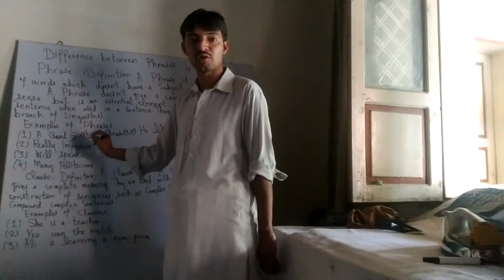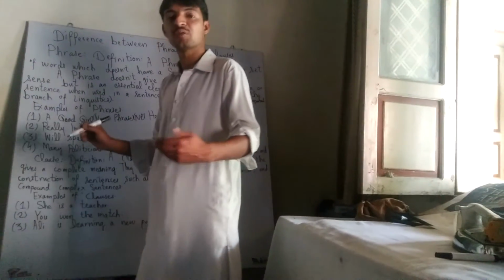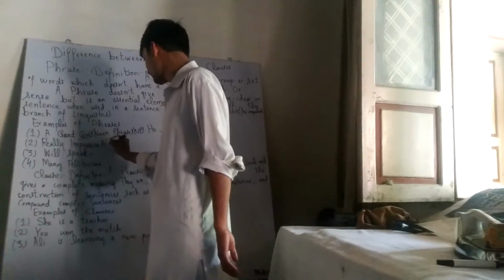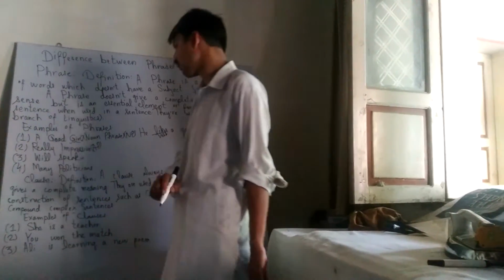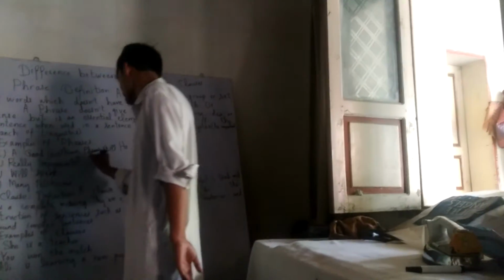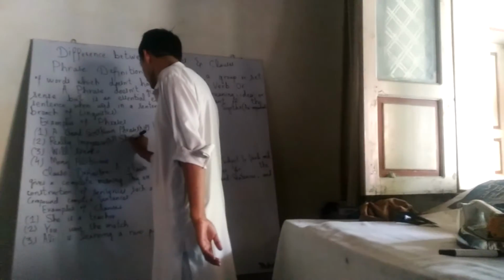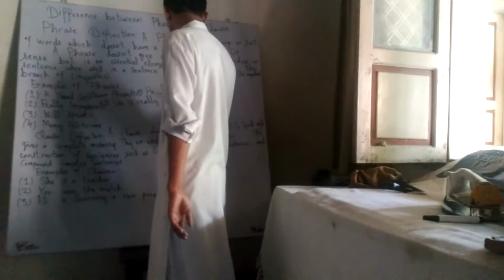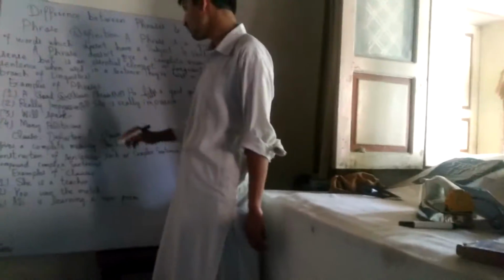And we have "really impressive." Really impressive is an adjective phrase, and it can be abbreviated as AP. Adjective phrase. Very impressive. Let's try to change this phrase into a sentence, like: she is really impressive. That's why it has got its own verb.